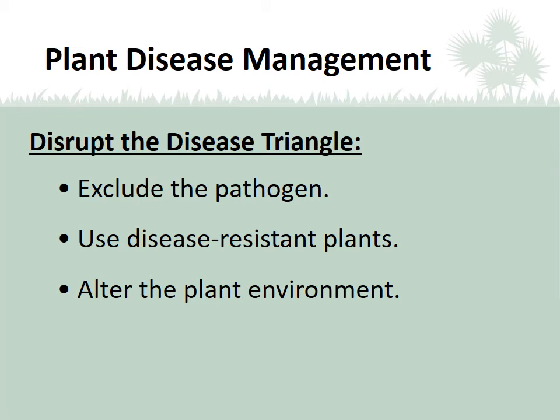So the three main categories you want to focus on: excluding the pathogen, using disease-resistant plants, and altering the plant environment are key cornerstones for plant disease management.